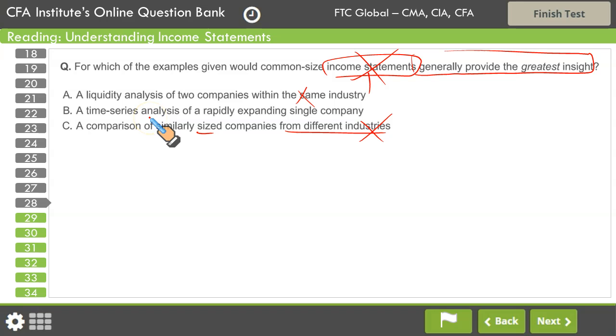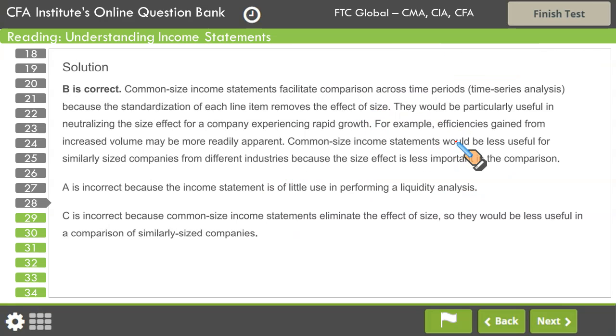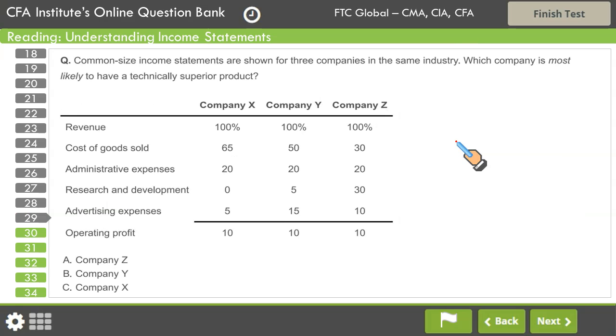Then what? B. Why? A time series analysis of a rapidly expanding single company. Well, you may take 2007 as your base year and you can express all of the subsequent income statements, 2008 and so on to 2021, with all sales figures and expenses expressed as a percentage of base year numbers. This is called horizontal common size analysis. That would make more sense for income statement. Perfect. B is the correct option. Okay, then.